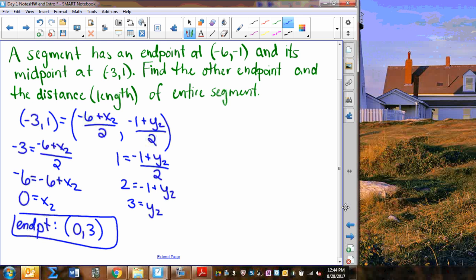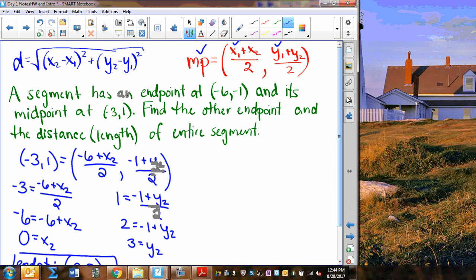Okay, so now distance formula. Now that we have both endpoints, you can just plug and chug. But did anyone find the distance first, and how did you go about doing that? Alexis, yes, no?